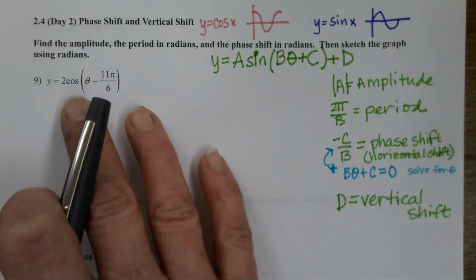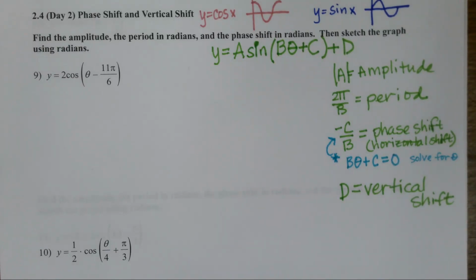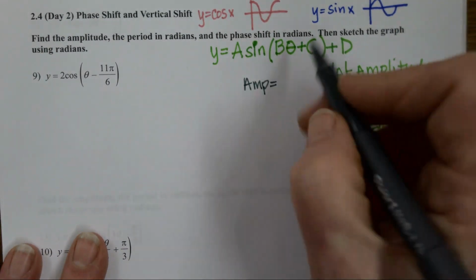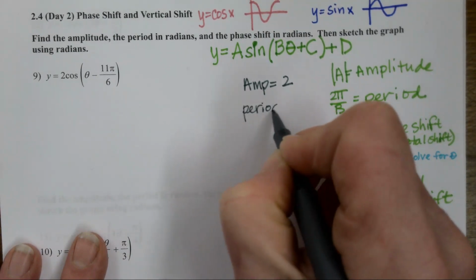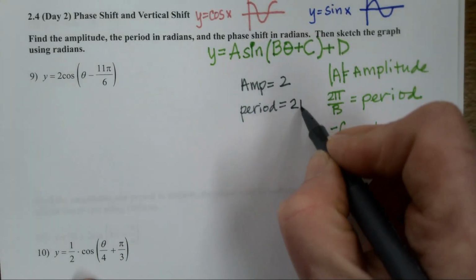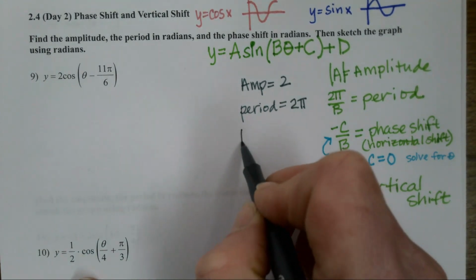But before we get into that, let's find all of these pieces, okay? So what is the amplitude on this graph? 2. Excellent. What is the period on this graph? It is determined by the number in front of the angle. 2 pi. It's 2 pi over 1. There's no number in front of the angle, so it's 2 pi. Remember, that's what I'm looking at right there. Then I'm going to do my phase shift.